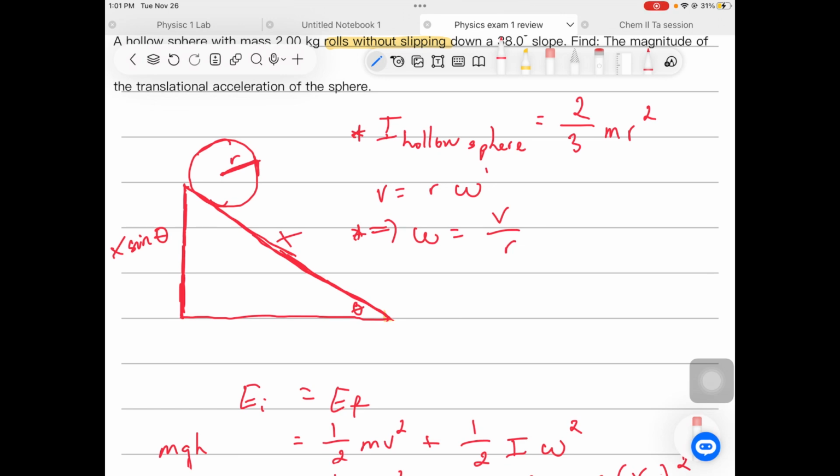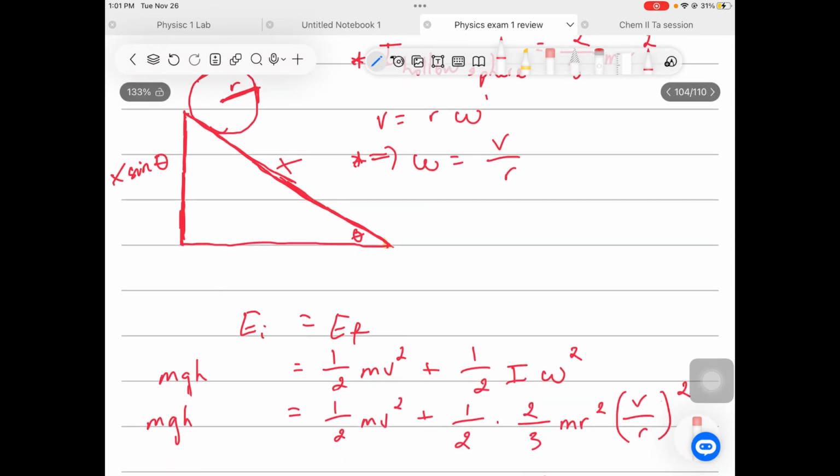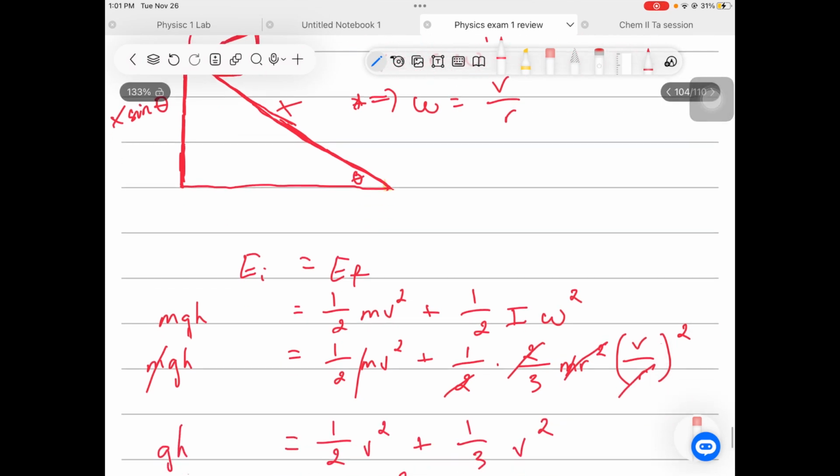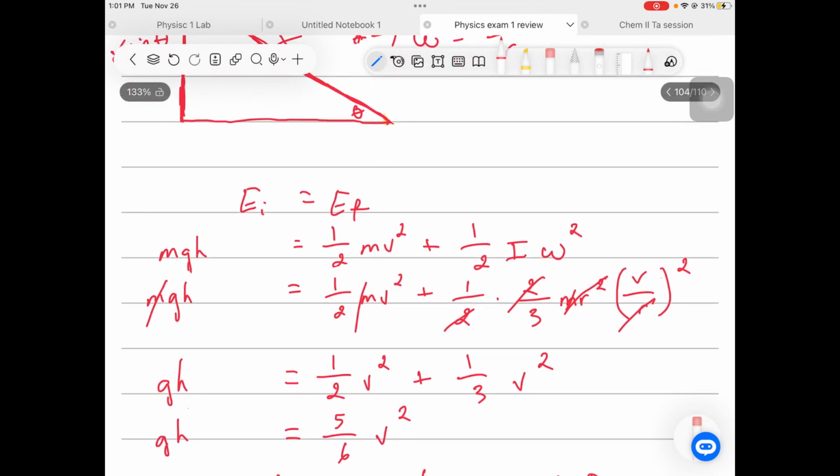We're going to substitute everything in. We know the moment of inertia, and we know omega equals v over r. So we substitute everything in and cancel the like terms. We have mass on both sides, so cancel the mass. And the r squared as well. We are left with gh equals 1/2 v squared plus 1/3 v squared. So combining everything, we have gh equals 5/6 v squared.